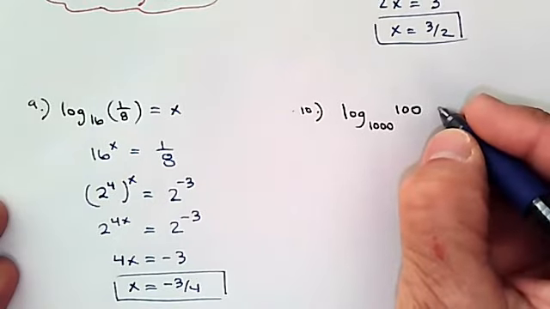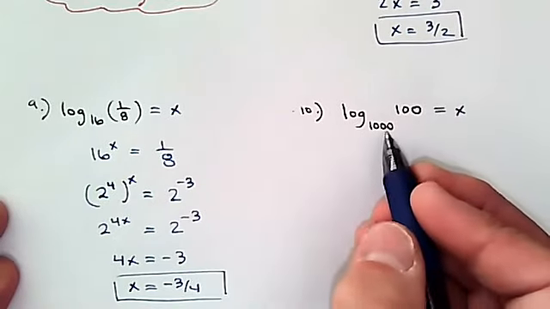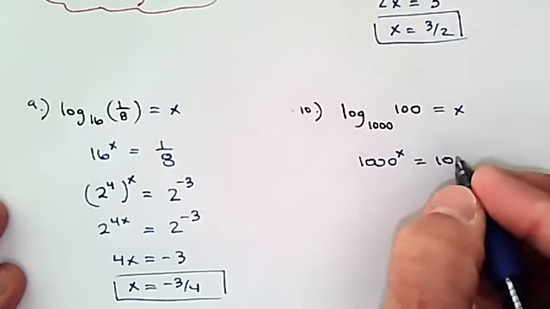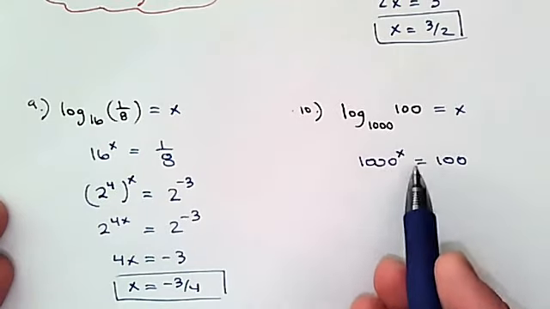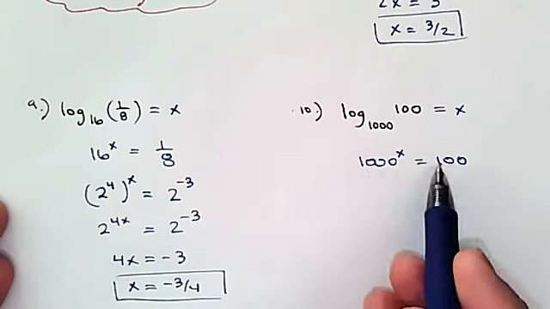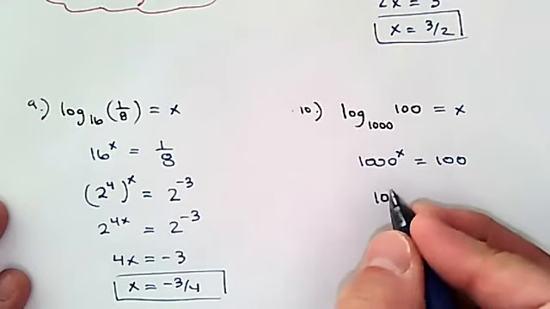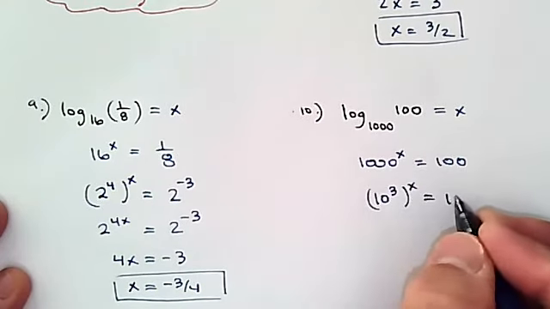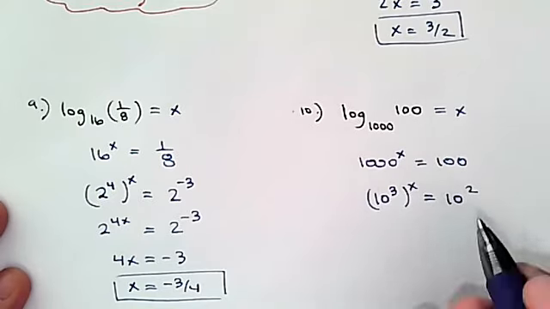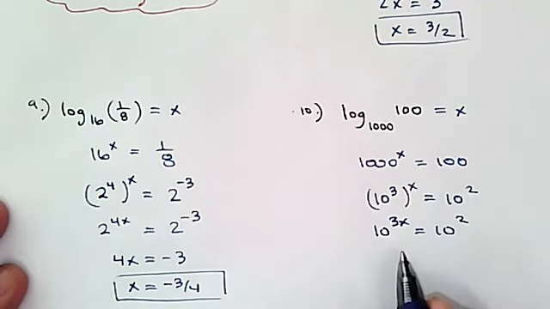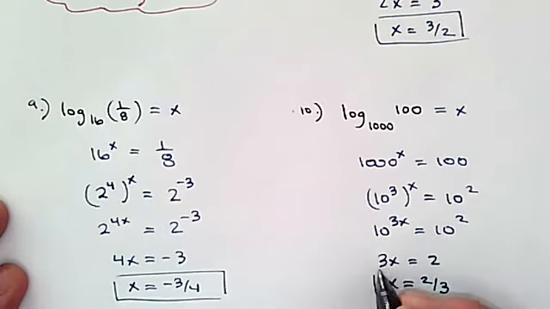All right, assuming you've tried that. The exponential form for this is 1,000 to the x power equals 100. And what number could I write both sides in terms of? What base? Those are both powers of 10. 1,000 is 10 to the 3rd. 100 is 10 squared. This gives me 10 to the 3x equals 10 squared. So since my bases are the same, I know that my exponents have to be equal to each other. 3x equals 2, which gives me the answer of 2/3 for x.